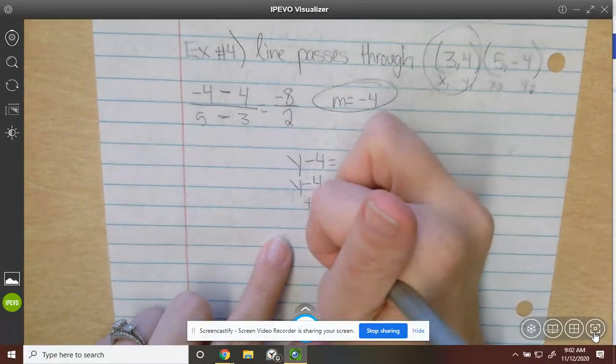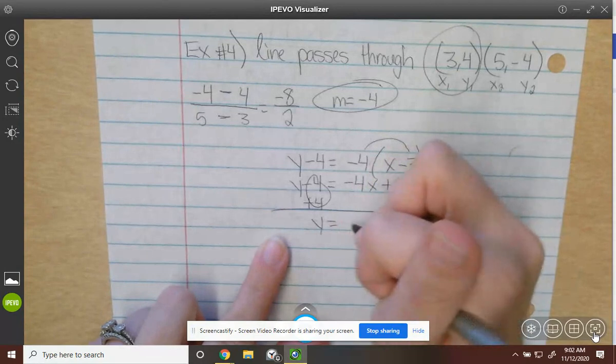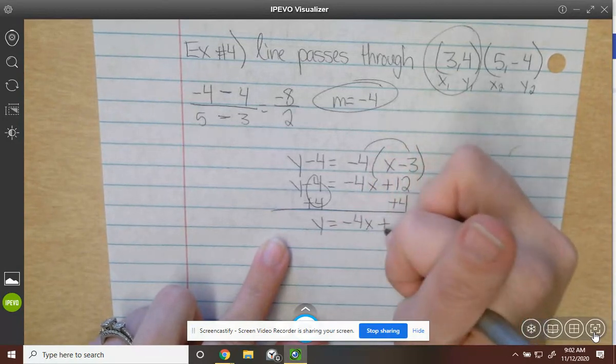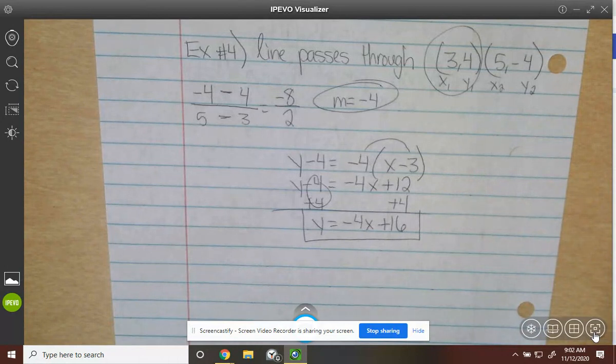So fix that if you put a -12 because that'll change your answer. Okay, then I'm going to add 4, add 4. So my final answer is y equals -4x plus 16. All right. Lots of steps, not hard ones. So as long as you're following step by step, this should not be too difficult. But as always, let me know if you have any questions.